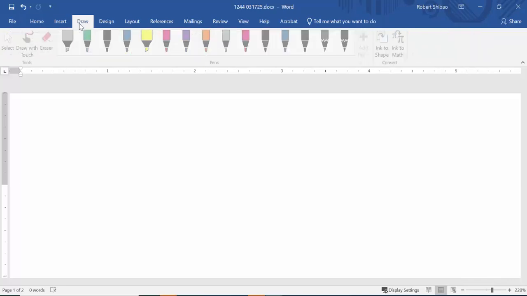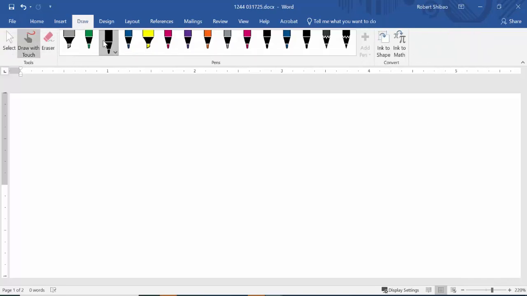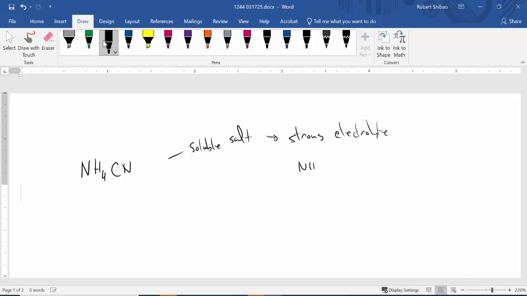All right, so I had a question about ammonium cyanide. Ammonium is a +1, cyanide is a -1, so it should look like something like this. But for one, ammonium is a soluble salt, and soluble salts are strong electrolytes. Strong electrolyte means it's just going to ionize into ammonium ions and cyanide ions.